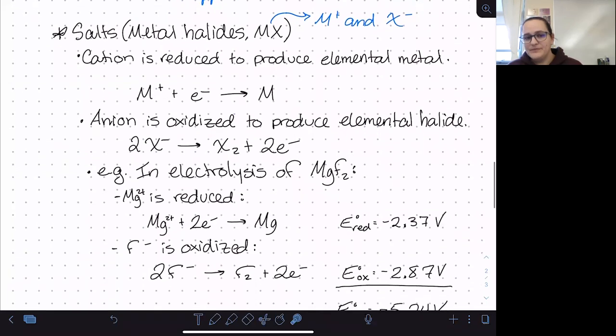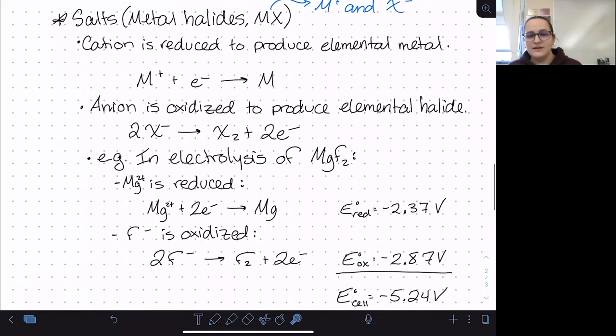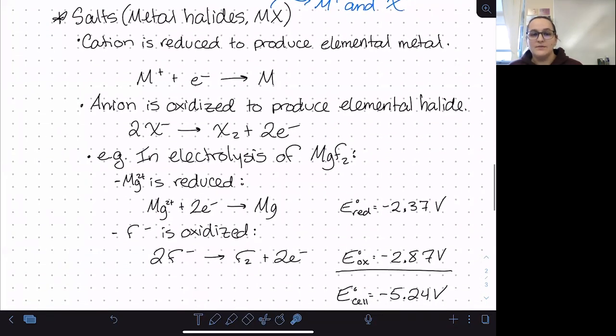So for example, in the electrolysis of magnesium fluoride, the magnesium is our metal, the fluoride is our halogen, our anion. The magnesium is going to be reduced. Magnesium will gain 2 electrons to become pure magnesium, and the fluoride ions are going to be oxidized. They will lose electrons to become pure fluorine gas.